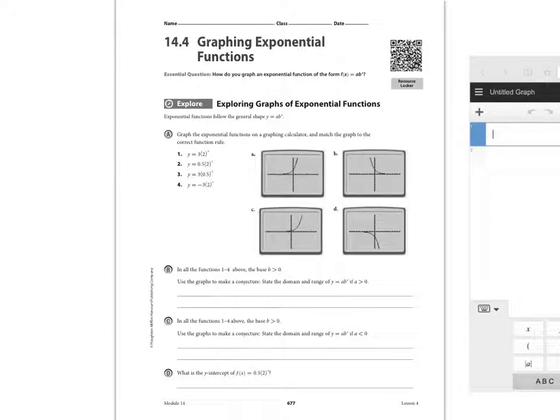Mr. Bain here, and we're going to take a look at lesson 14.4, graphing exponential functions. We've finished one lesson where we looked at how exponential functions work, doing a table of values, plugging in our inputs, getting outputs, and then graphing them just to see what they look like on a graph.